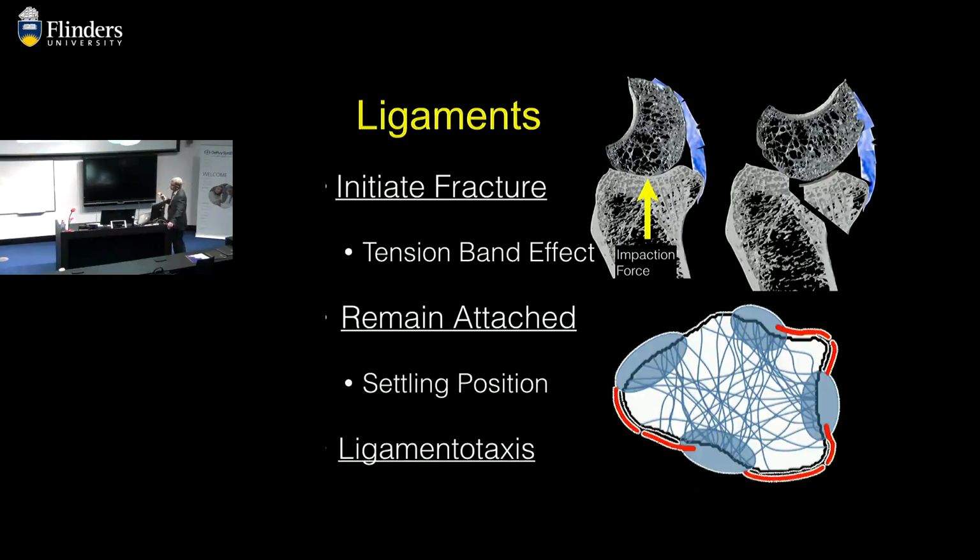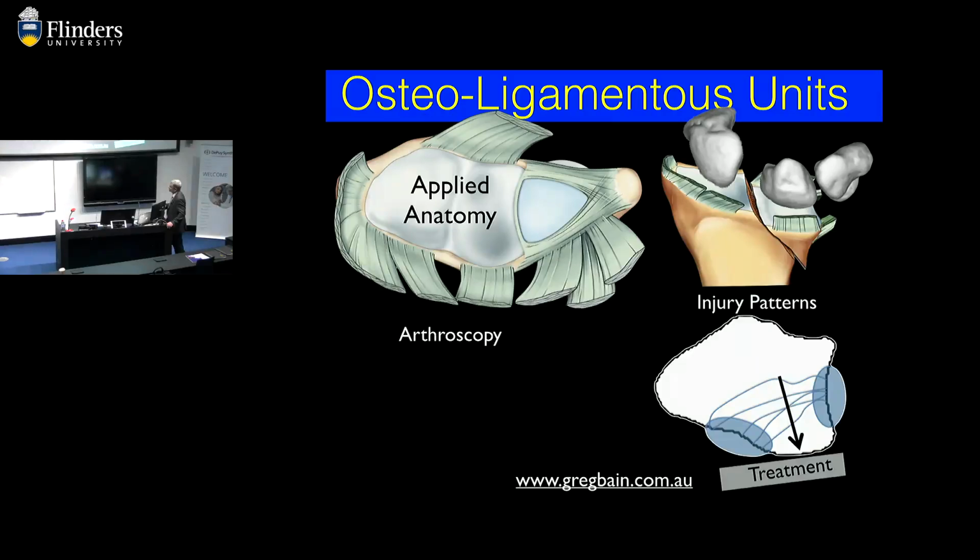Ligaments, I think, are important for initiating the fracture with the tension band effect. The ligaments remain attached to these fragments and they determine the settling position of the fracture, so when we have particularly a late case, we need to respect that to be able to elevate those fracture fragments, take into account that those ligaments are still attached, and of course the concept of ligamentotaxis. And finally, the concept of osteoligamentous units, I think, is important and something that we need to do further work on to try and get a better understanding of putting this all together. So it's not really just going to be this distal radius fracture, but this also incorporates how all the carpal injuries occur.